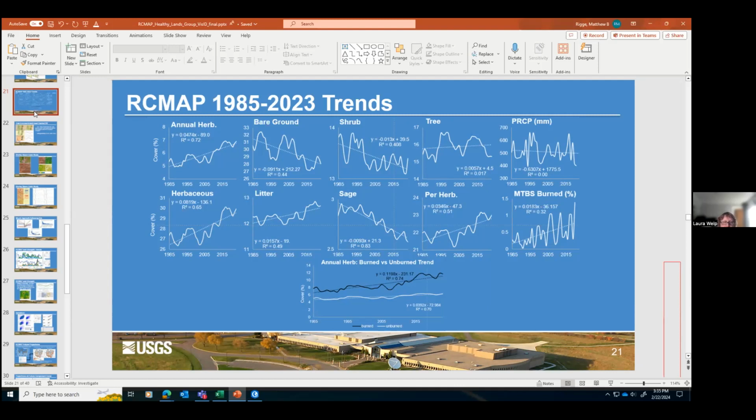Oh, and Mike says, how does biological soil crust fit in? That's a good question too. Is that bare soil? You guys are asking all the hard questions, and that's great.